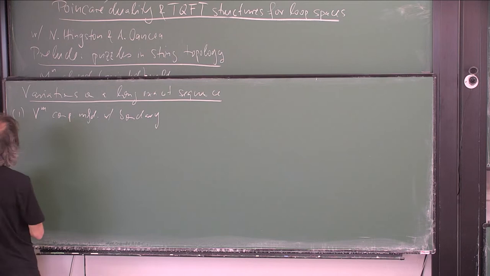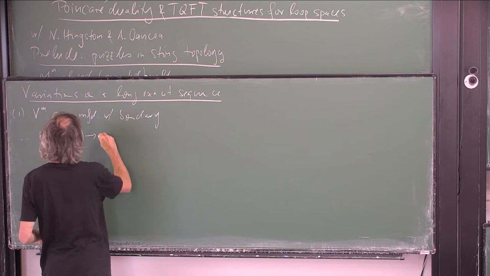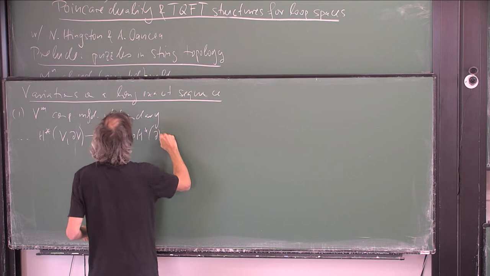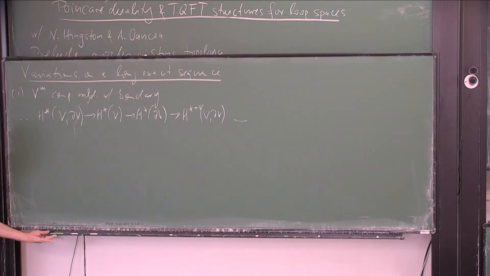So you take the cohomology of V rel boundary and you map it to the cohomology of V, you map it to the cohomology of the boundary, and then there's a connecting morphism to the cohomology in degree plus one of V rel boundary, and it goes on. Yeah. So I guess I have everything on the same boat here.